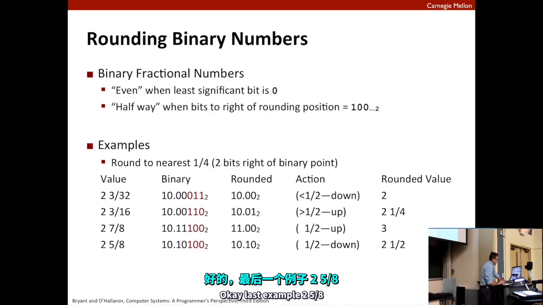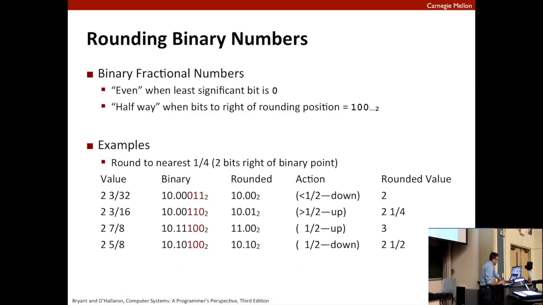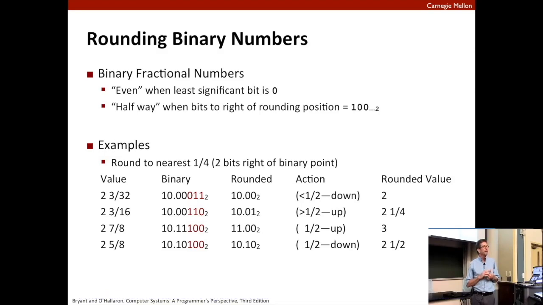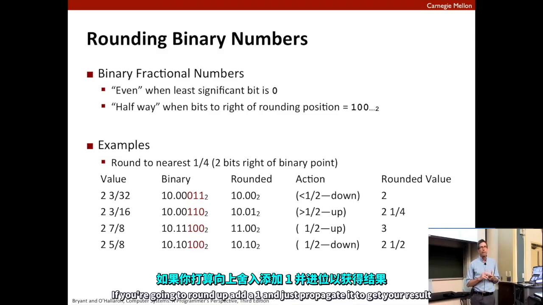Our last example, 2 and 5/8, has the same halfway marker again, 100. But in this case, the 1/4 bit is 0, so that's even, and we can just truncate. We throw those bits away, and the result is simply 10.10. That makes sense? So it's very mechanical. Mainly, you just need to recognize that halfway marker and then figure out if you need to round up or down. If you're going to round down, just truncate. If you're going to round up, add a 1 and propagate it to get your result.